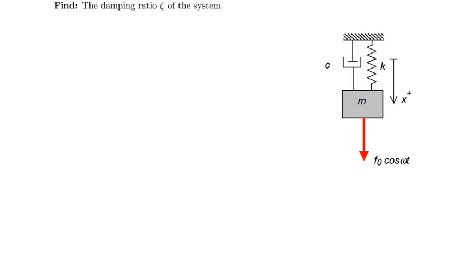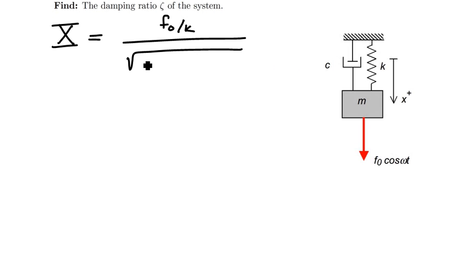Now to help us out with this, I'm actually going to borrow a result from the notes. In particular, what the notes tell us is that the amplitude of vibration, which I'll go ahead and call capital X, for a spring mass dashpot system can be given by F0 divided by the stiffness K, divided by the square root, in this case, of quantity 1 minus r squared, quantity squared, plus quantity 2 zeta r, quantity squared, where r is equal to the excitation frequency divided by the natural frequency.